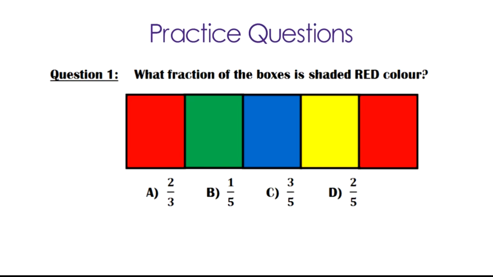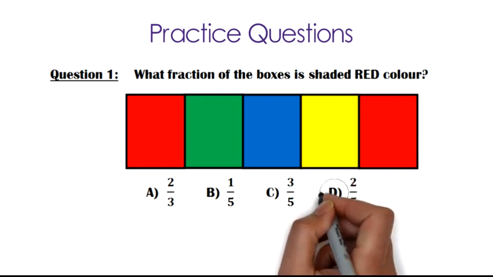Question 1. What fraction of the boxes is shaded red color? From the diagram, we can see that there are 5 boxes, and only 2 boxes are shaded red color. So, the fraction of the boxes which are shaded red color is 2 over 5. Therefore, the answer is option D.